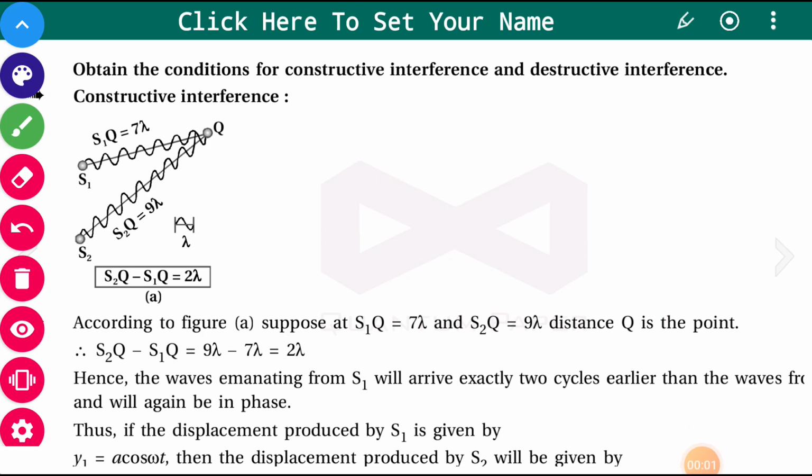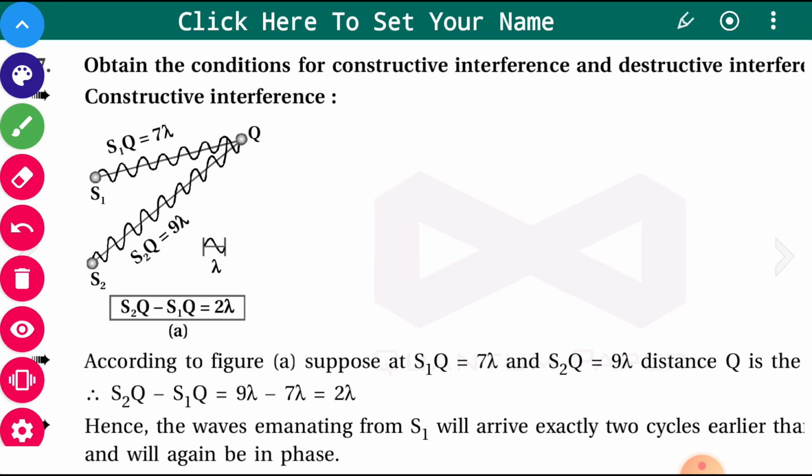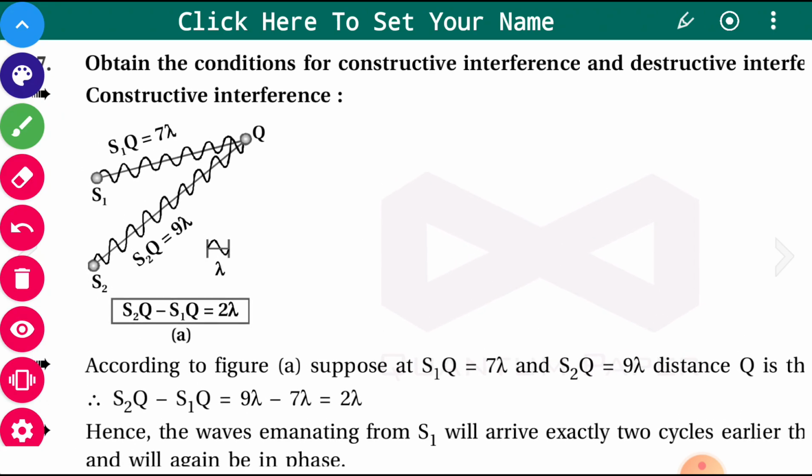They obtain the condition for constructive and destructive interference. This is a mathematical approach by which you are finding the condition for the constructive and destructive interference. Now see, there are two sources. It is very easy to understand and properly follow it. Write everything in the notebook simultaneously, then you can understand it nicely.